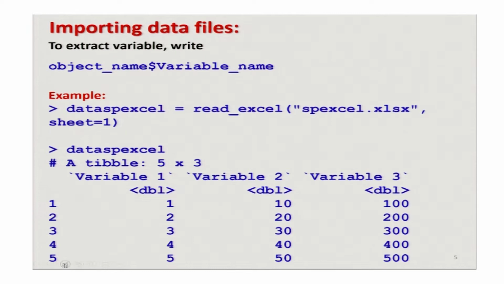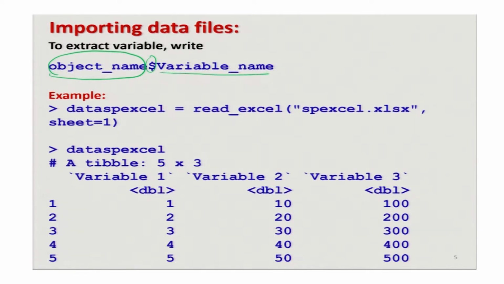I explained this in the last lecture also, but I will tell you once again: once you read the file, you have to use the standard commands for the usual operations. For example, if you want to access a particular variable from this file, use the same approach: write the object name in which you are storing the file, then the dollar operator, and after that the variable name that you have given in the file.